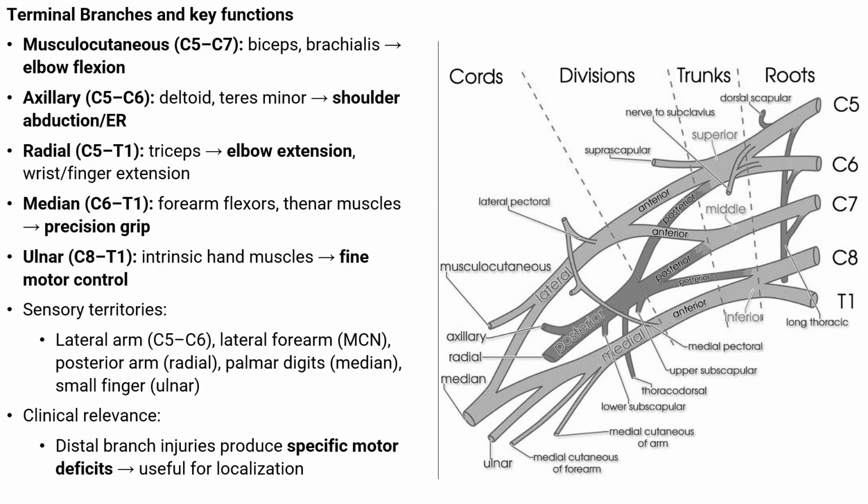Each nerve also carries sensation from distinct areas of the arm and hand. Because distal injuries produce specific motor and sensory deficits, knowing these patterns is essential for accurately localizing nerve damage.